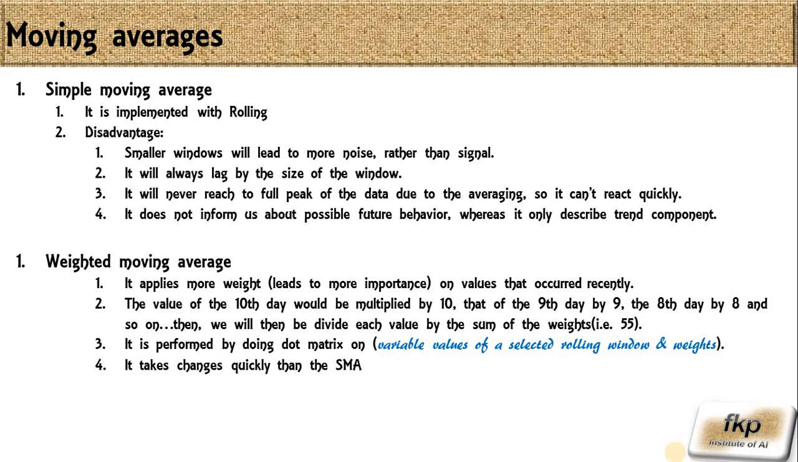Moving average is equal to rolling. It is implemented with the rolling function. The disadvantage here is that if you keep the rolling window smaller, it leads to more noise. You will get more fluctuations, and more random noise in the time series data will be visible.